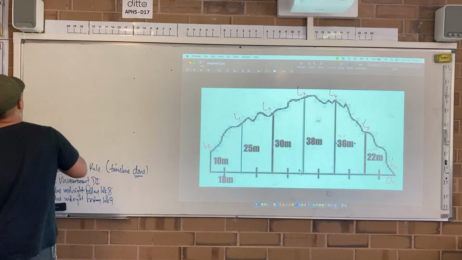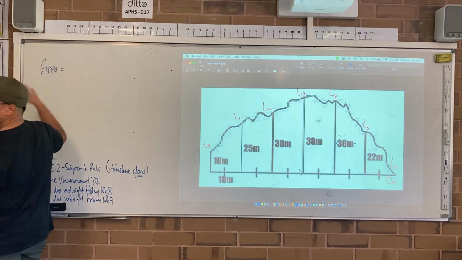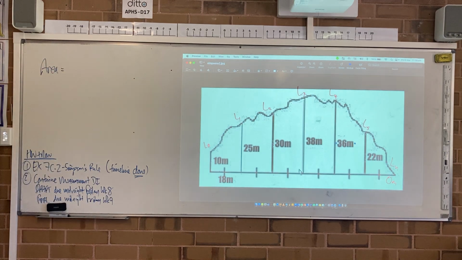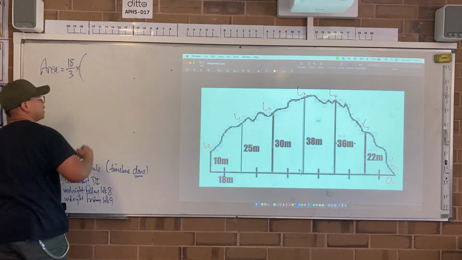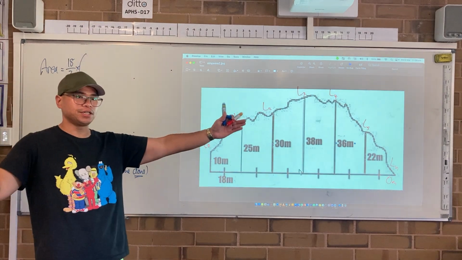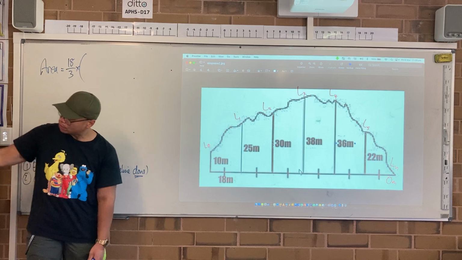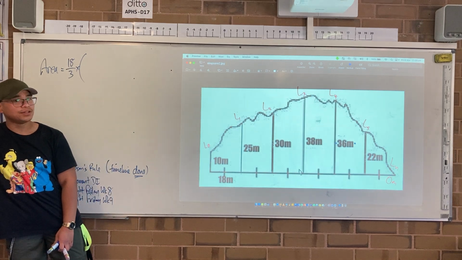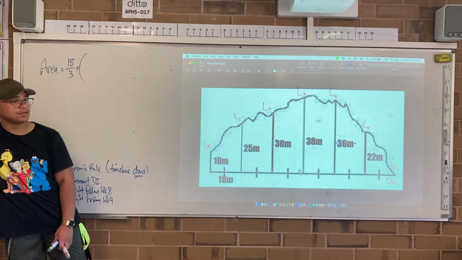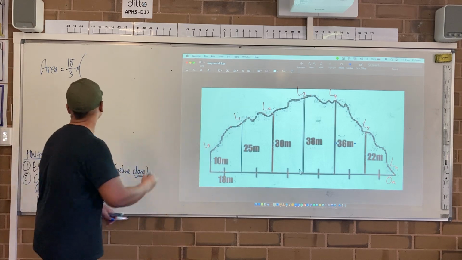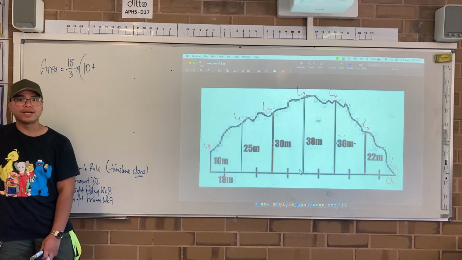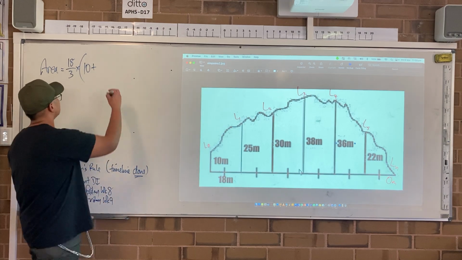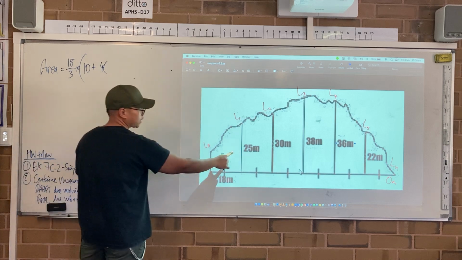Because the area is going to be, what is W? How wide are the slices? 18. Good. So the W is going to be 18 over 3, and it's going to be multiplied by a giant set of brackets that look ridiculous. But if you follow the rule, do I multiply L0 by anything? Is there a number in front of L0? No? So what is L0? 10 plus, what do we know? The second length is always times by 4. So it's going to be 4 times by, how long is the second one?